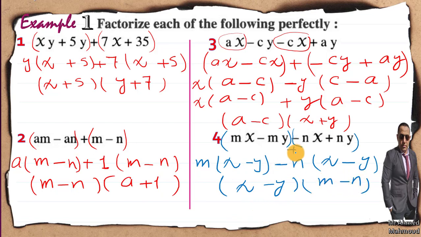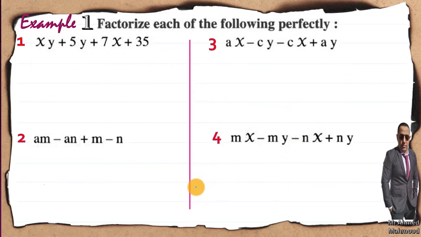Don't forget to put the positive sign, but I wrote here the negative sign, negative n, because the common factor is negative n. I think you see it in this way in this one. Okay, another one.